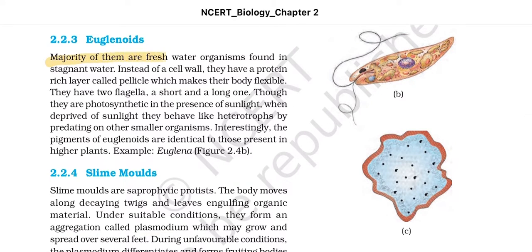Majority of them are freshwater organisms found in stagnant water. Instead of a cell wall, they have a protein-rich layer called pellicle, which makes their body flexible. They have two flagella, a short and a long one. Though they are photosynthetic in the presence of sunlight, when deprived of sunlight, they behave like heterotrophs by predating on other smaller organisms. Interestingly, the pigments of euglenoids are identical to those present in higher plants, for example, Euglena.